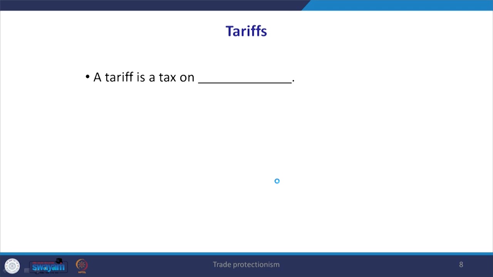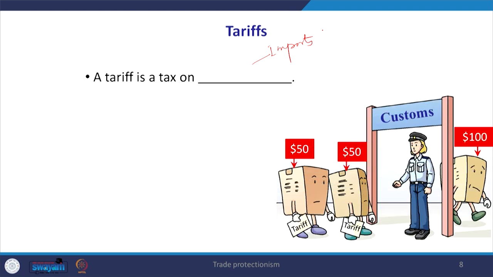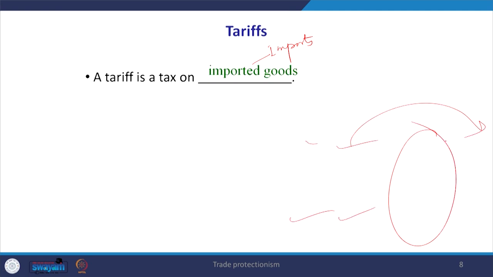So now let us have a test on tariff, or let us understand this. Tariff is a tax on, you can fill in, not exports, but imports. The customs officials usually check all movement or entry into the country. Here is a picture of a customs officer asking whether they have paid the tariff of $50 or not, which amounts to $100. So that is clarified from the picture. Now, as I just said, tariff is a tax on imported goods.